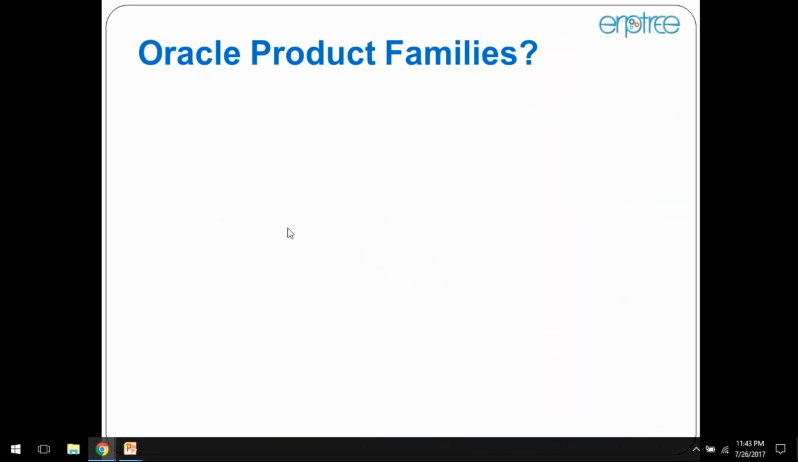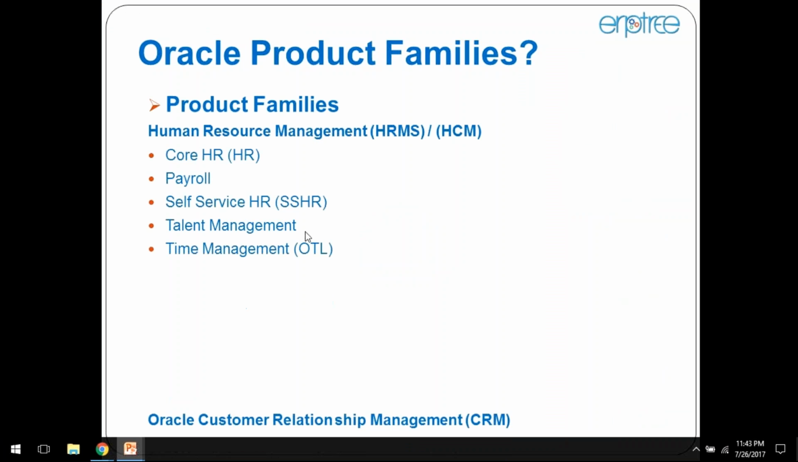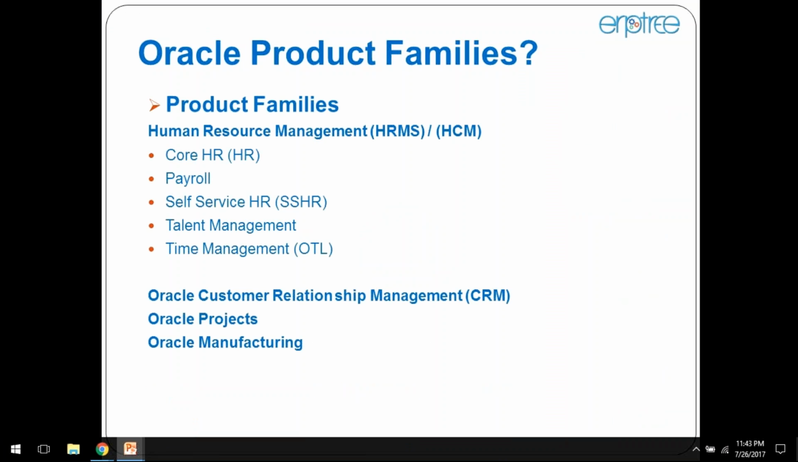So we are discussing the Oracle product families. The other popular product groups are like customer relationship management, which is CRM. We have a lot of modules in CRM. We have Oracle projects, with project costing, project billing, and a few other modules. We have Oracle manufacturing, again a big group. You have discrete manufacturing, a separate module, and process manufacturing, a separate group. So there are a lot of modules in this area also.